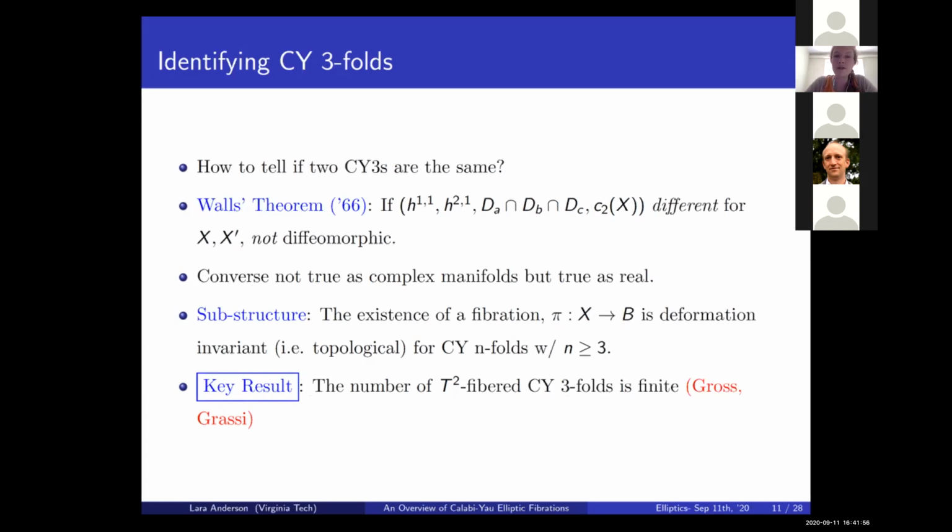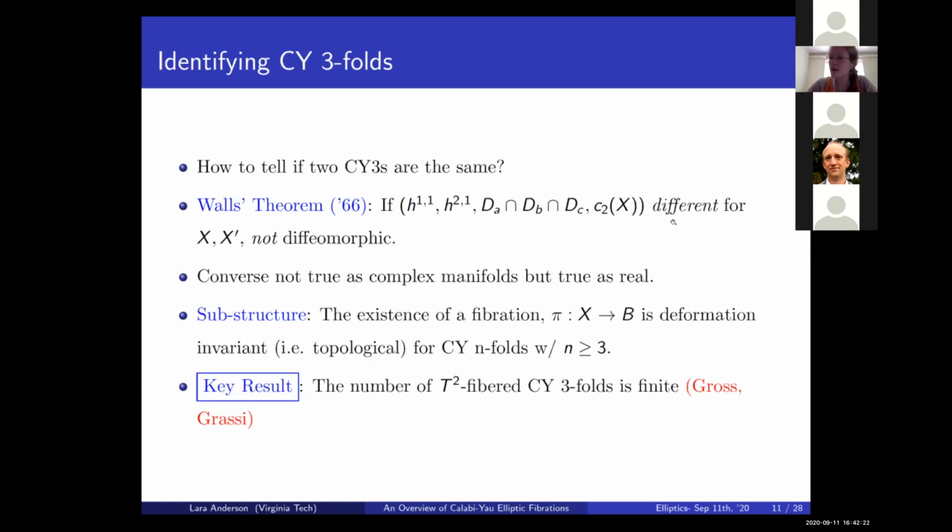There's a very useful theorem by Wall from the 1960s, which shows that there is a vector of data that you can compile about this Calabi-Yau, namely its Hodge numbers, which we've already discussed, the triple intersection numbers of divisors within the manifold. A divisor is simply an algebraic hypersurface within the Calabi-Yau itself. So here you have a basis where ABC runs over however many independent divisors you could write down, and the second Chern class of the manifold.